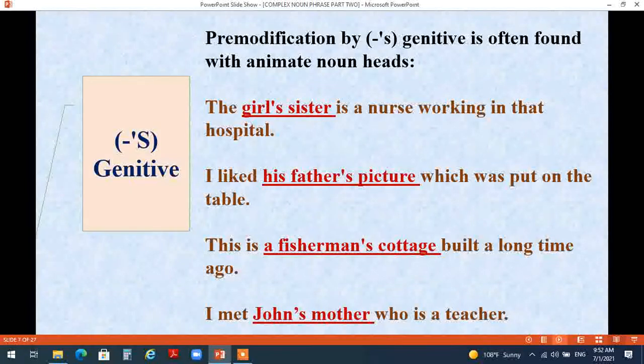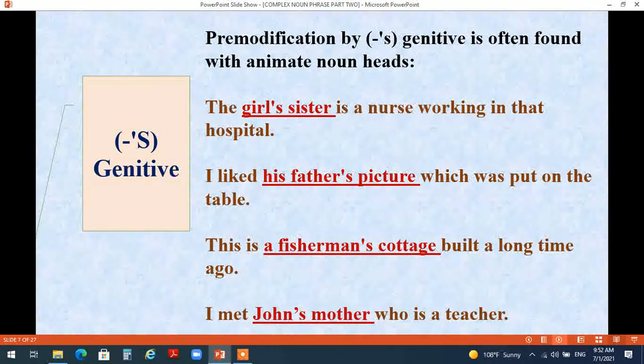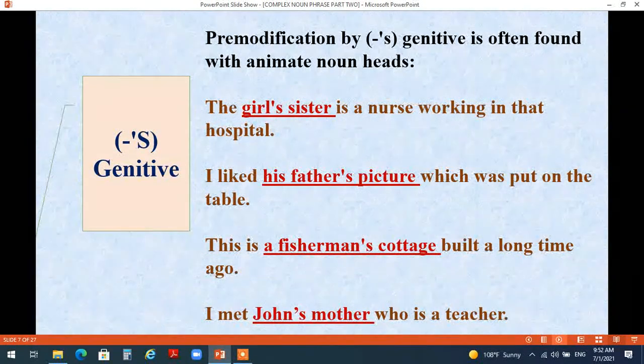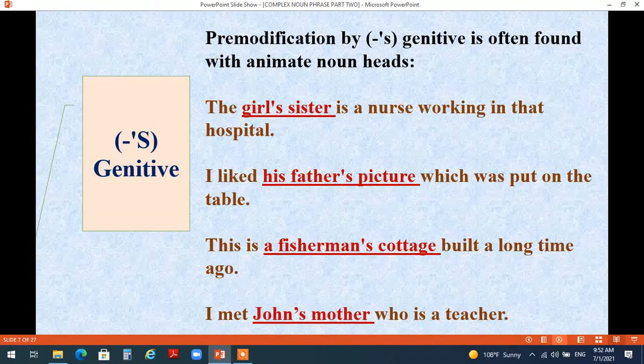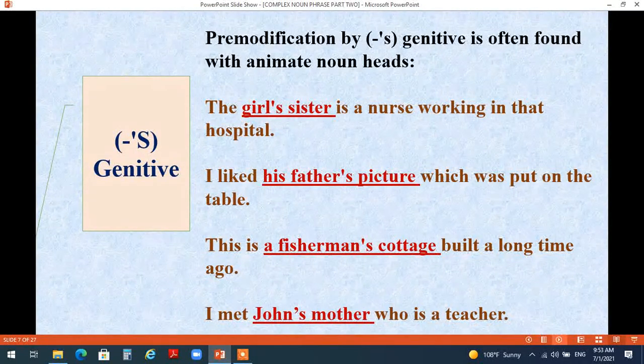The third method is by using the S genitive and نستخدم S التملك as a pre-modifier. So, premodification by S genitive is often found with animate noun heads. نحن نعلم أنه حين نستخدم S genitive لابد أن يكون الاسم الذي نشير إليه اسم يعود على كائن حي. If we have inanimate noun head, we shouldn't use S genitive, but we should use the of construction. For example, we say the door of the car, the window of the room. So, we use the S genitive when it refers to animate noun heads.